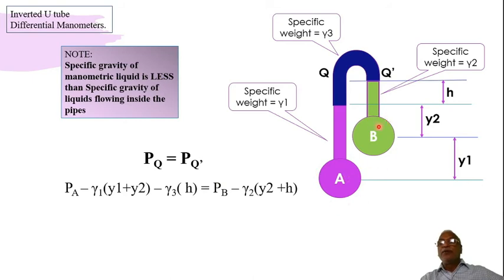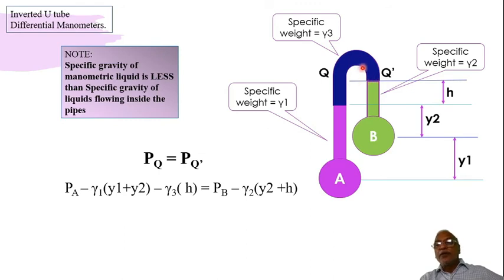There is pipe A, pipe B connected through U-tube, and there is a manometric liquid. The level difference between A and B is denoted as Y1. The manometric level over here with respect to B is given to be Y2. Manometric level difference is denoted by H. Purple color gamma 1, dark blue is gamma 3, green is gamma 2. Now here, if I want to write the equation, the same technique is used.